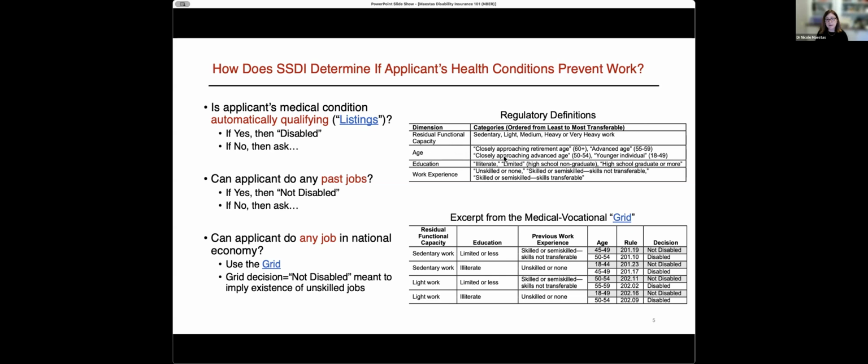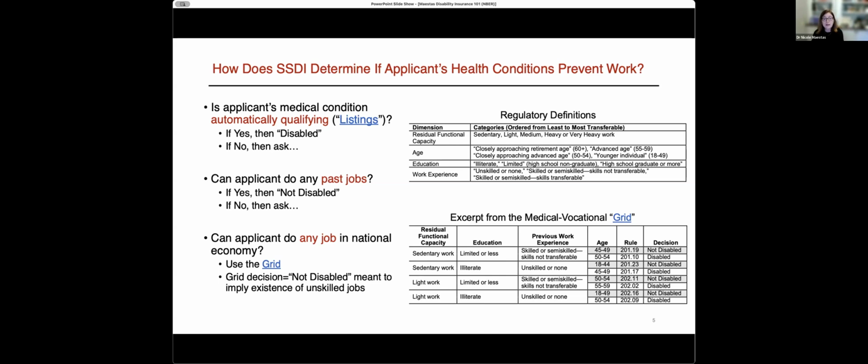But the other thing to point out here is that you might notice that some of the terminology around age seems a little dated. For example, if you are 50 to 54, you are closely approaching advanced age. And this is really just evidence that the grid and the grid rules haven't been updated in a very, very long time.